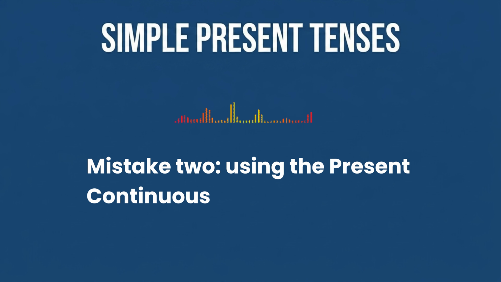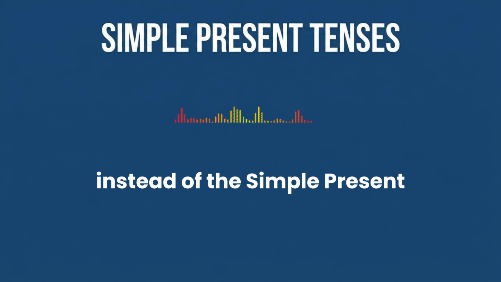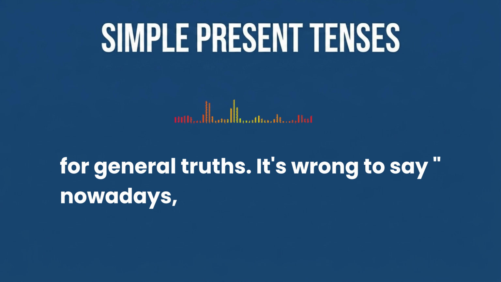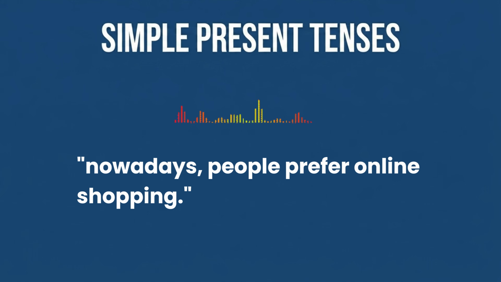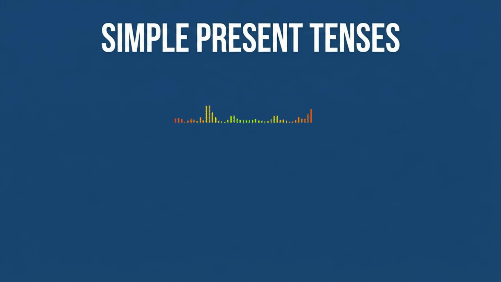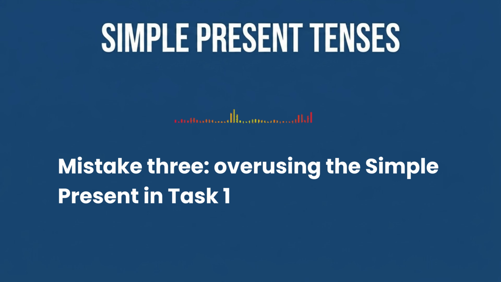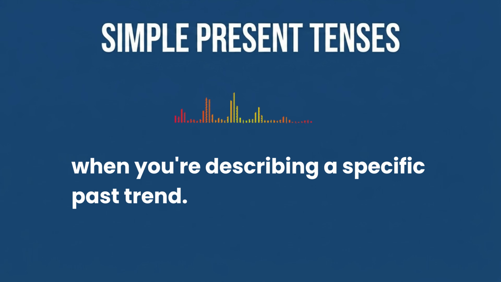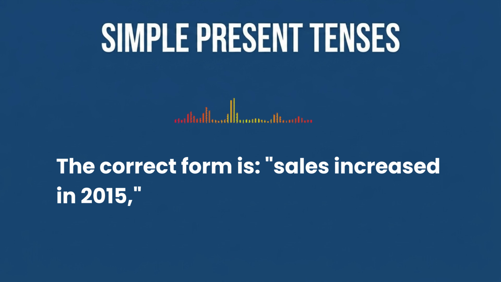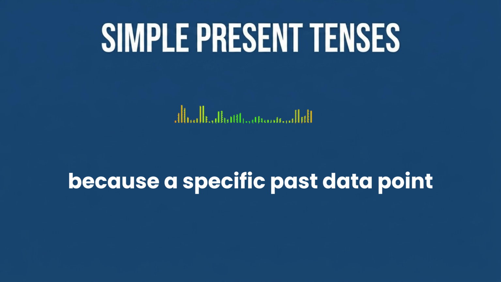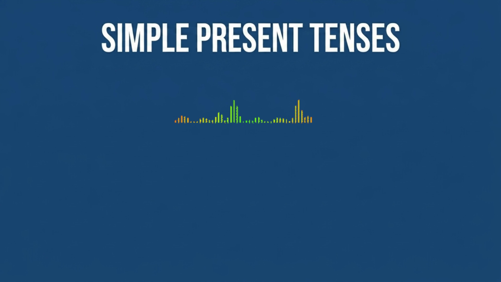Mistake 2, using the present continuous instead of the simple present for general truths. It's wrong to say, nowadays people are preferring online shopping. The correct form is, nowadays people prefer online shopping. Mistake 3, overusing the simple present in task 1 when you're describing a specific past trend. It's wrong to say, sales increase in 2015. The correct form is, sales increased in 2015, because a specific past data point needs the simple past.